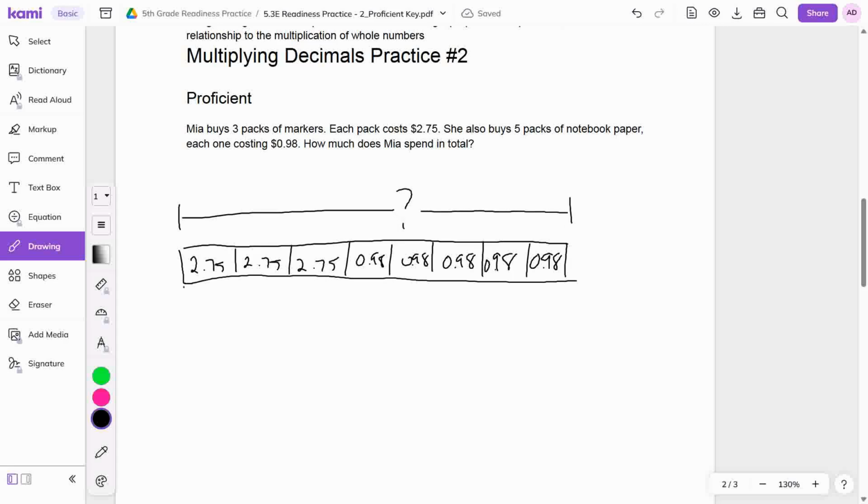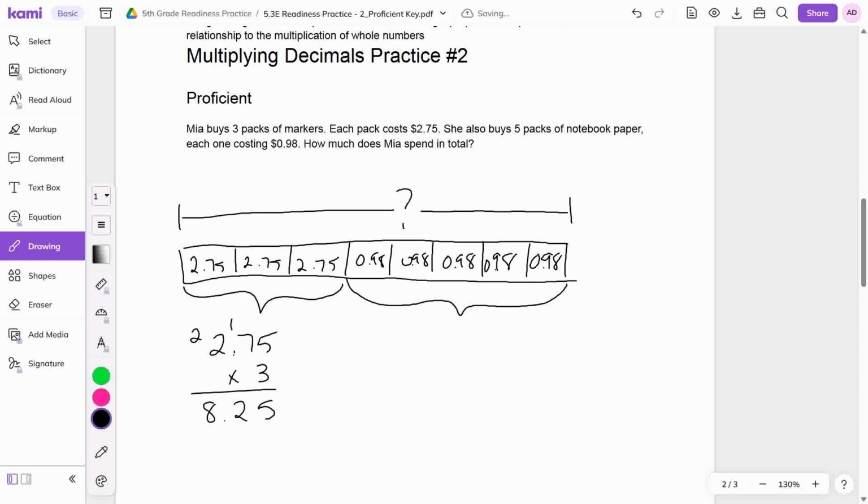Well, let's do this in 2 chunks now. Let's figure out how much the markers cost and how much the notebook paper costs. So I've got 3 sets of $2.75. Let's multiply that. We're just going to ignore the decimal. It's like 275 times 3. It's 15. It's 21, 22. That's 6, and now that's 8. So 2 digits behind the decimal, 2 digits behind the decimal. So this is $8.25 right there.